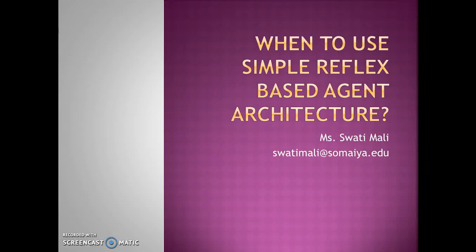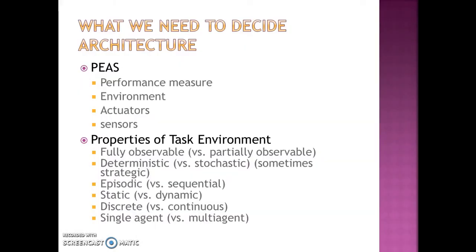Hello, this is Swati Mali and today we are going to discuss, given a problem, when to use simple reflex based agent architecture for solutioning. The things that we require to decide any agent architecture are PEAS, that is performance measure, environment, actuators and sensors, all this information, and the given environment has to be analyzed against the six properties of the task environment. Which exact properties does the task environment exhibit?